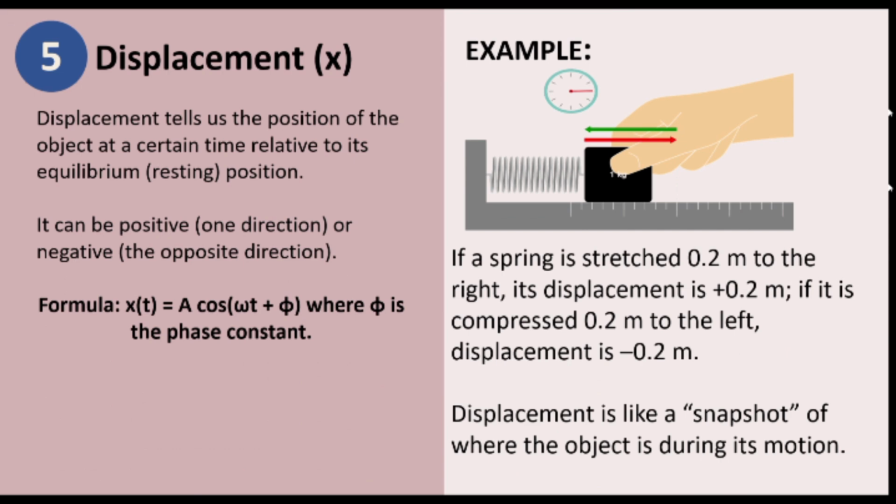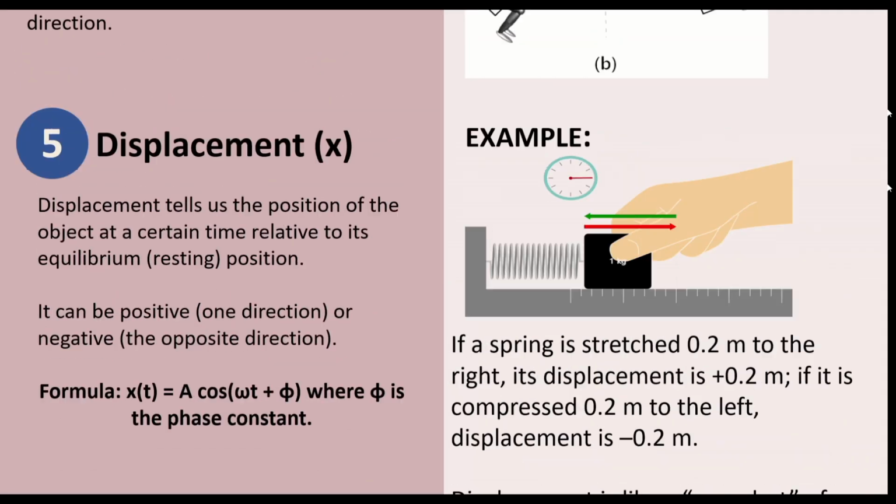For example, if a spring is stretched 0.2 meters to the right, that's positive 0.2 meters. If it's compressed 0.2 meters to the left, that's negative 0.2 meters. Now, here's a thought. If we take a picture of the object mid-motion, what does that show? Exactly, that's its displacement at that moment, a snapshot of where it is in its oscillation.